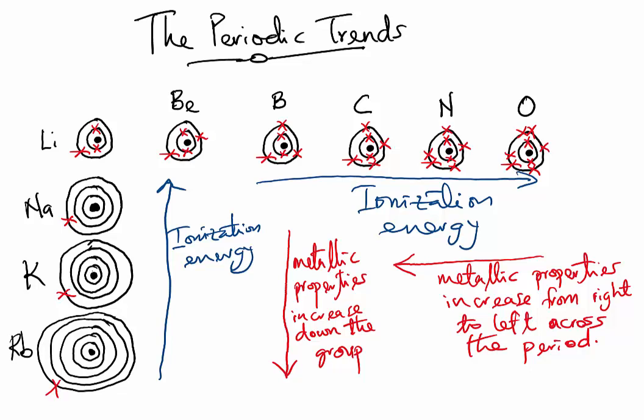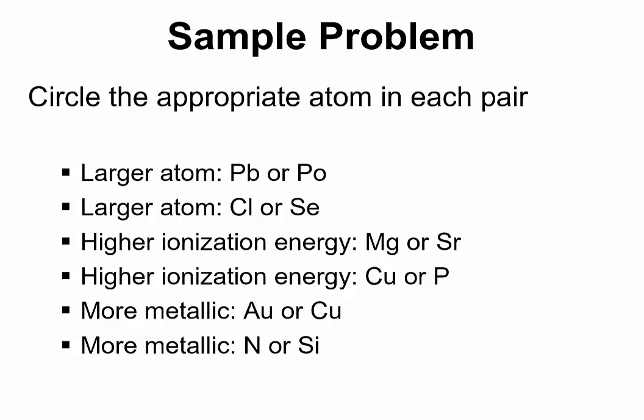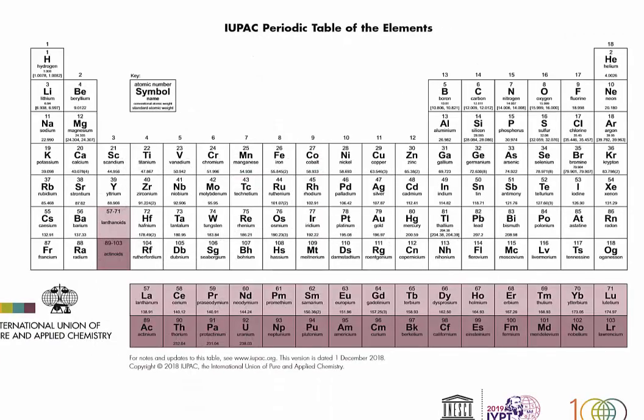Let us now take a look at some examples. Circle the appropriate atom in each pair. Which is the larger atom between lead and polonium? We will need a copy of the periodic table. Here is lead and here is polonium. So the question is asking us which is larger in size.